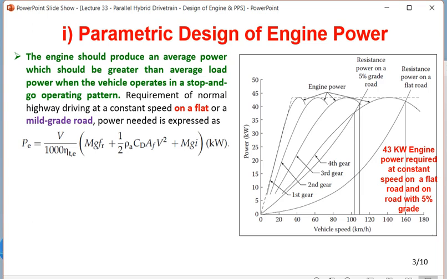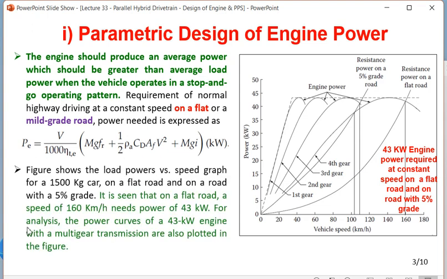So whatever we are finding is the requirement of normal highway driving at constant speed on a flat road. Minimum this much power we require. Actually a little bit more power we require, because this much power will be wasted only to overcome the loss. And whatever more power we are generating in PE, that will be used for traction. Unit is kilowatt.